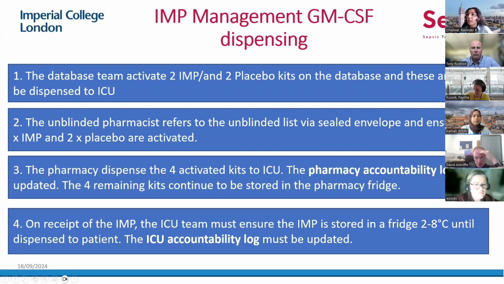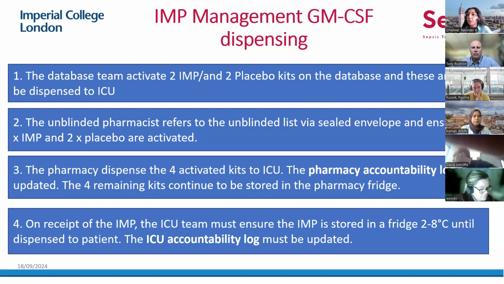So our database team will activate 2 IMP and 2 placebo kits on the database, and these will need to be dispensed to the ICU. The unblinded pharmacist will be able to see via sealed envelope the 2 kits, the 2 IMP and 2 placebo, which are activated. The rest of the team, of course, the SepTiC trial team and the site team will all be blinded to this allocation.